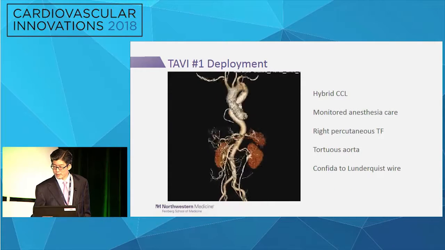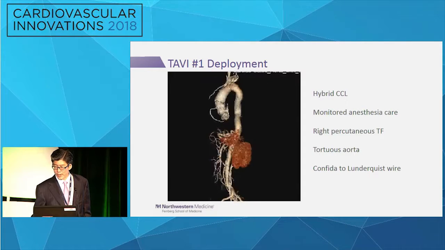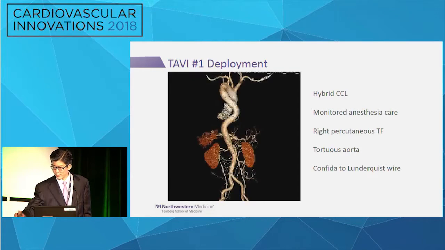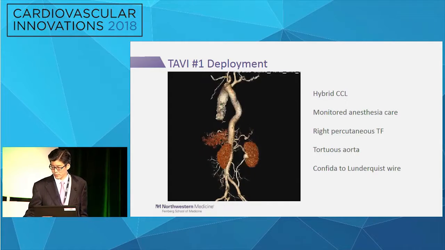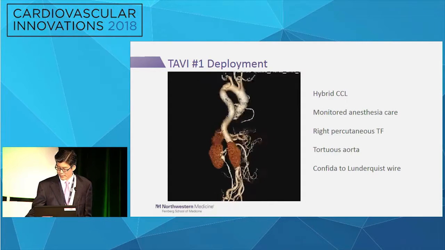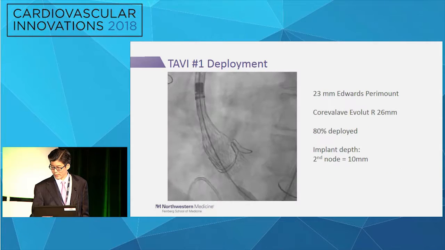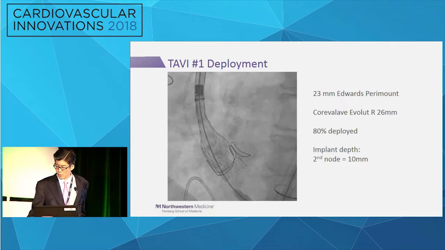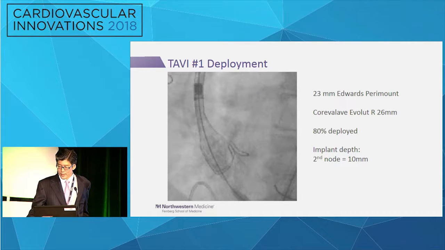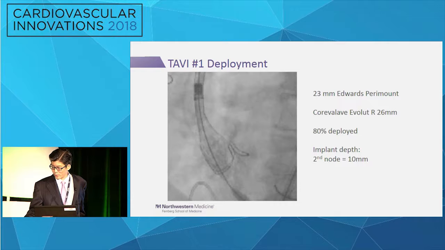So pre-op CT scan shows a fairly tortuous aorta. We do these cases under monitored anesthesia care, so no general anesthesia, hybrid cath lab, anesthesiologist in the room. It was a tough case to get around with the Medtronic valve. We switched the Confida to a Lunderquist wire, finally got it around. So this is about 80% deployment here. So it's a 23 Perimount. We're trying to put a CoreValve 26 in. I'm doing this with Mark Ricciardi sitting at the back table over there, grinning, I hope.